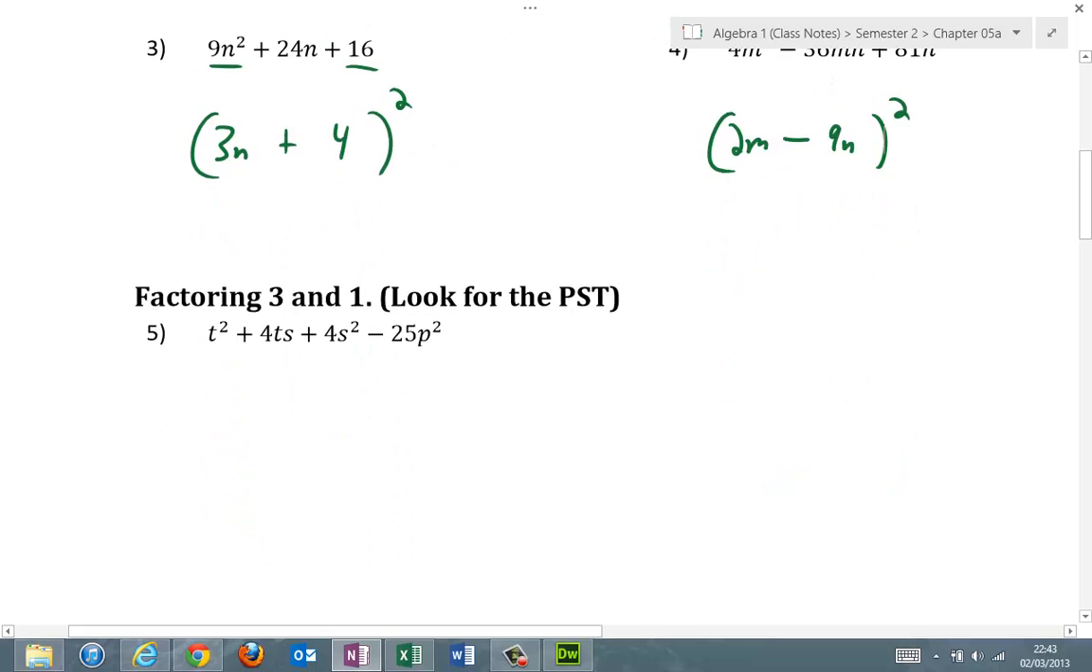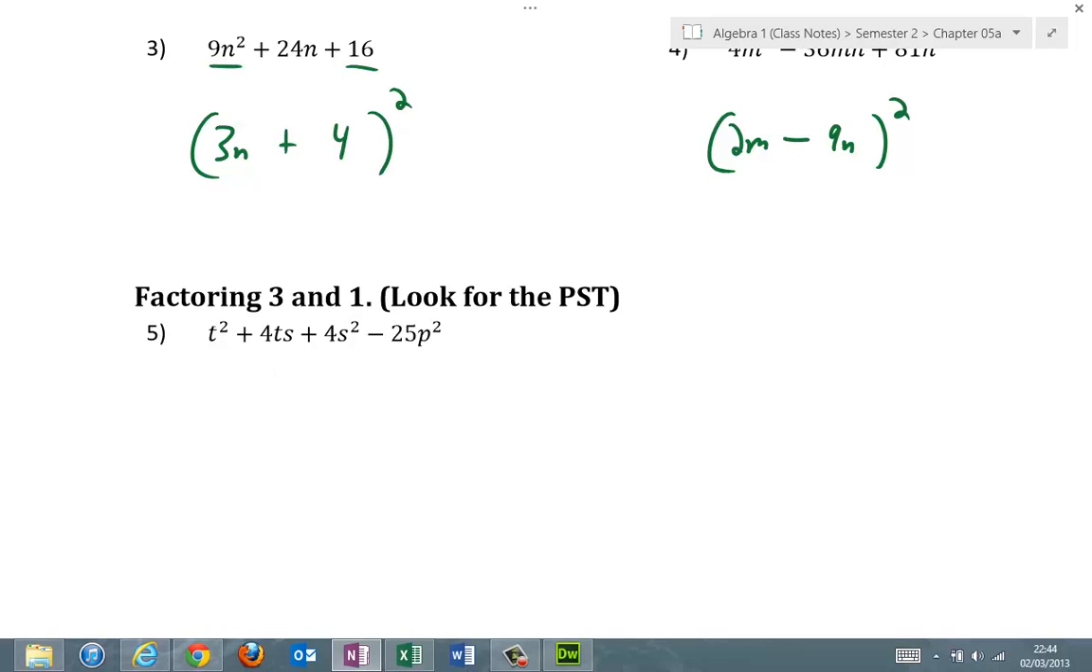So 3 and 1, we have one of those things that we just did. We also have another term. And furthermore, that other term is itself a perfect square. So what I like to do with 3 and 1 factoring, I first want to show you how some of you guys will try to do this.